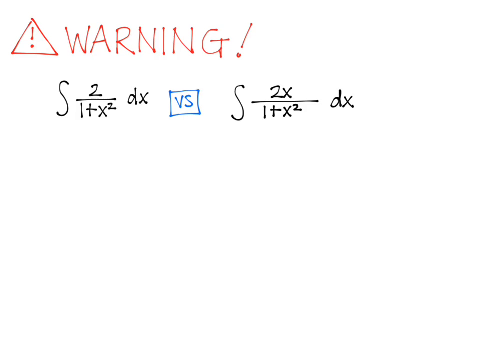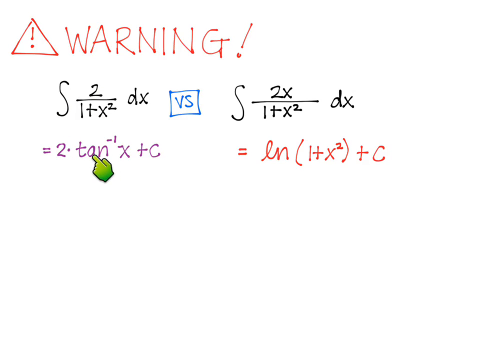Warning, these two look very, very similar, but please look at the numerator. Here on the left it just is a 2, and on the right there's a 2x. They're very, very different. In fact, the integral of this one here is 2, because if you pulled the constant out in front, it's 2 times the inverse of tangent plus c. Over here, this one is a natural log. The antiderivative is a natural log.